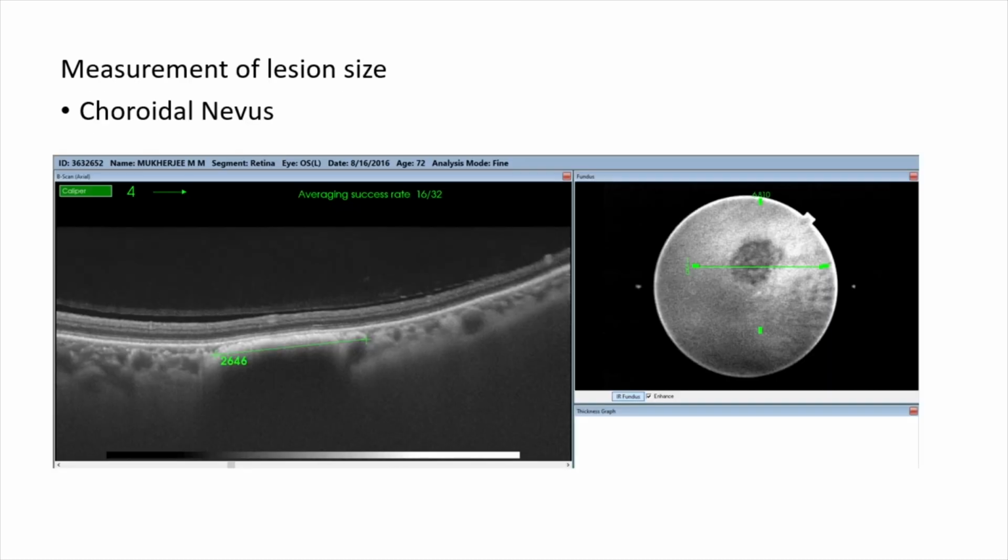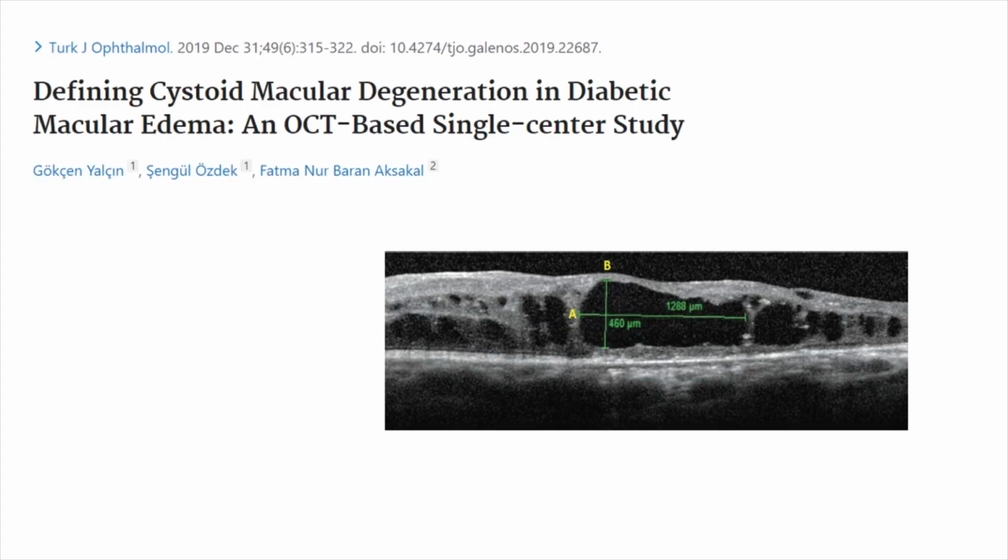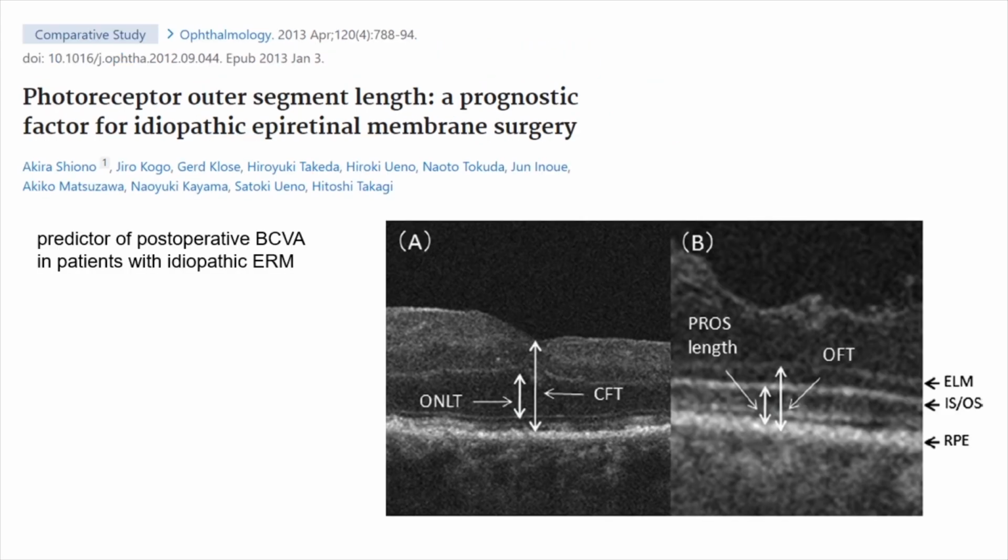This is an example of linear measurement taken of a choroidal nevus with the caliper. These are just some examples where in this study the cyst diameter is calculated, the vertical and the horizontal cyst diameter. Here they have calculated the photoreceptor outer segment length for prognostication after ERM removal surgery. Numerous such calculations are possible along with the use of the calipers which we have.